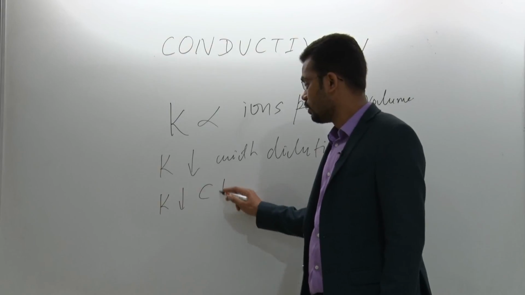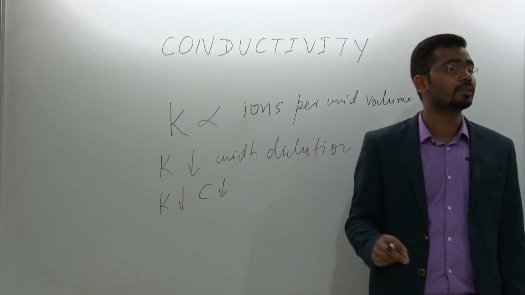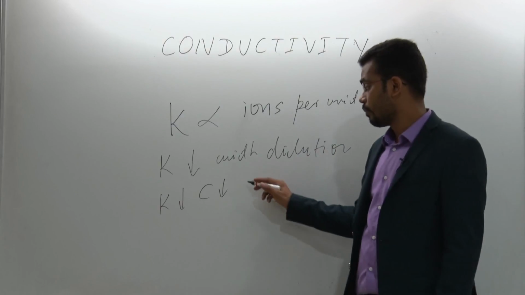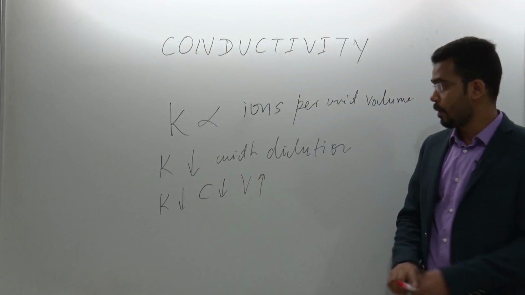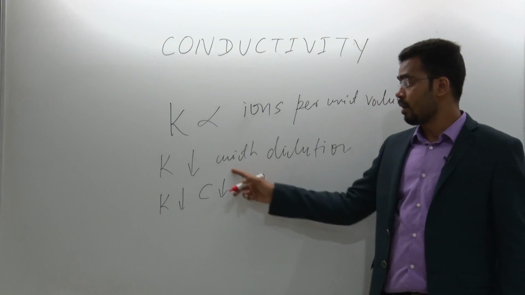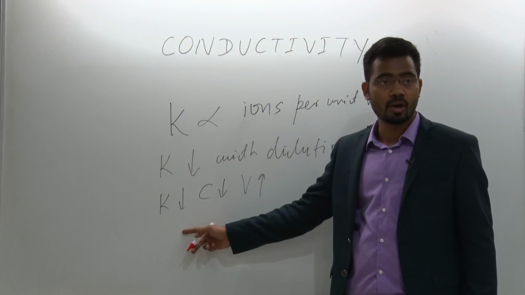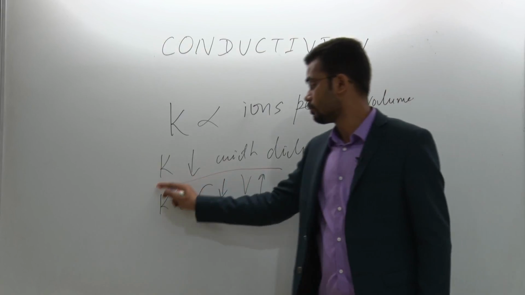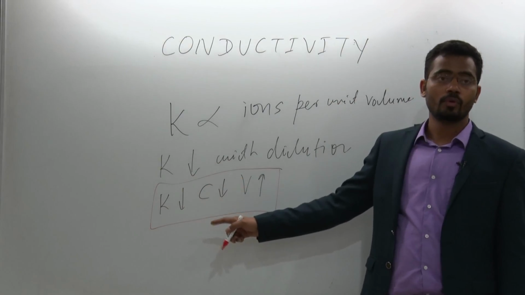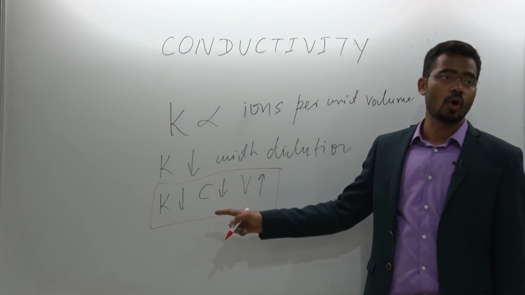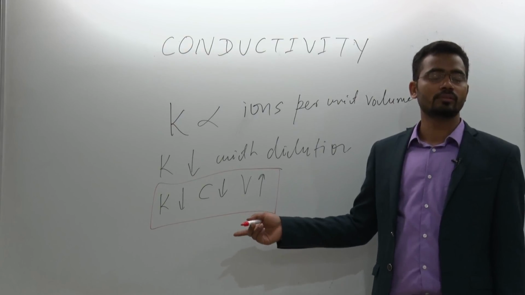And with dilution, K will decrease on decreasing the concentration, or you can say on increasing the volume. If you increase the volume, concentration will decrease and K will also decrease. Got it? So write down: conductivity will always decrease with decrease in concentration for both a strong and weak electrolyte. That is on dilution. Got it?